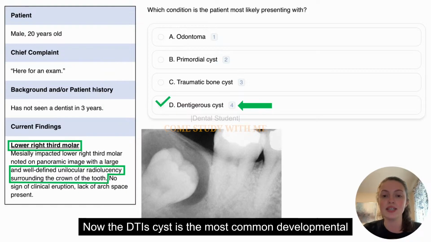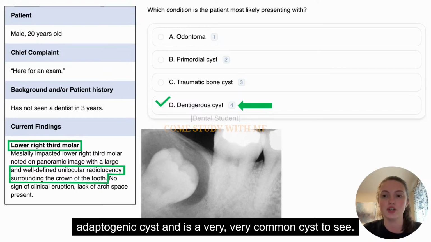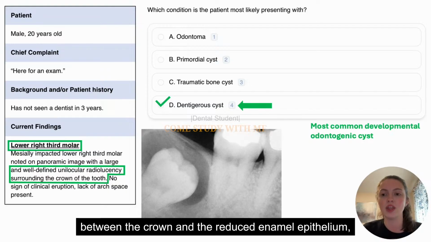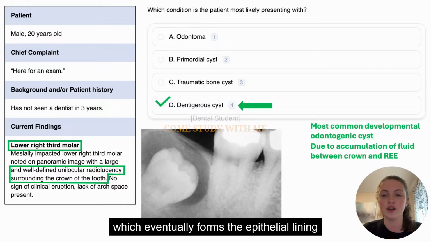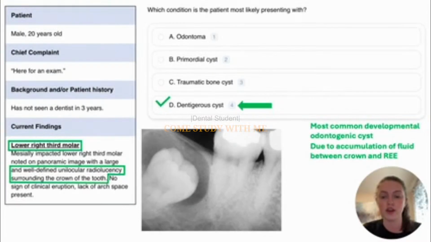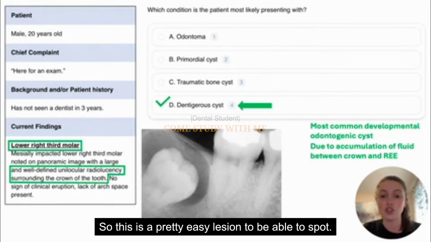Now, the dentigerous cyst is the most common developmental odontogenic cyst and is a very, very common cyst to see. It develops due to the accumulation of fluid between the crown and the reduced enamel epithelium, which eventually forms the epithelial lining attached to that cervical area. So this is a pretty easy lesion to spot.